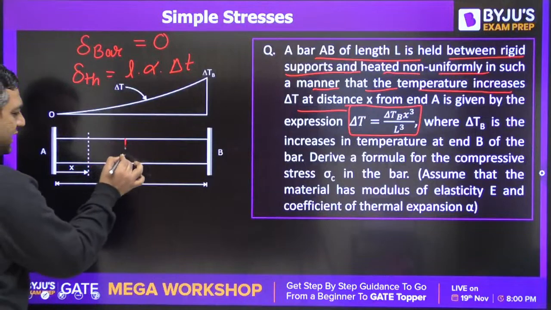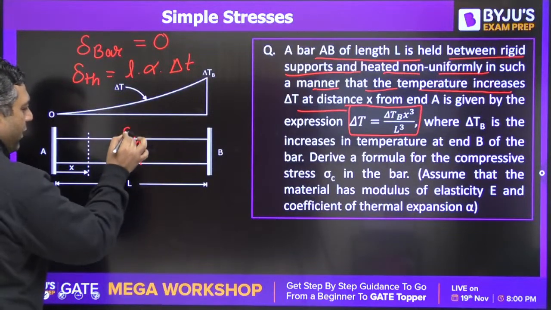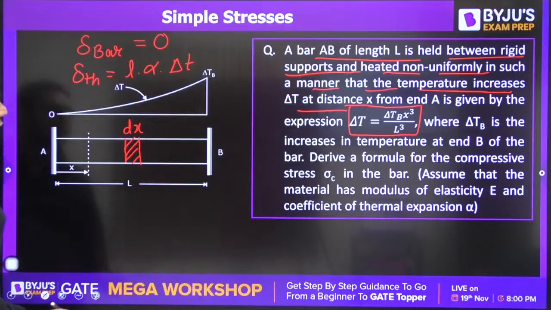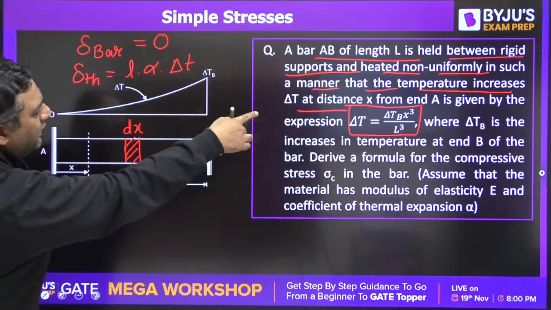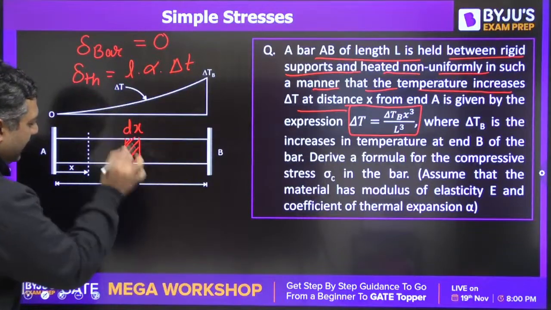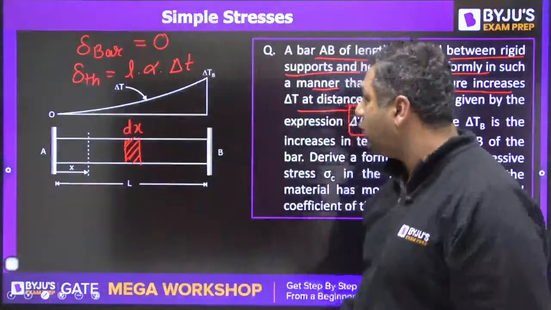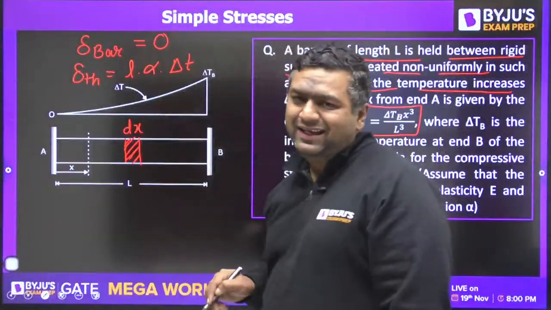So guys, for this case, we need to consider a small part. We need to consider a small part of dx length. Okay? So it is already mentioned how delta T is related to this. Okay? So we are considering this small part of dx length, and we will be calculating the delta thermal for this first of all. So here length is dx.